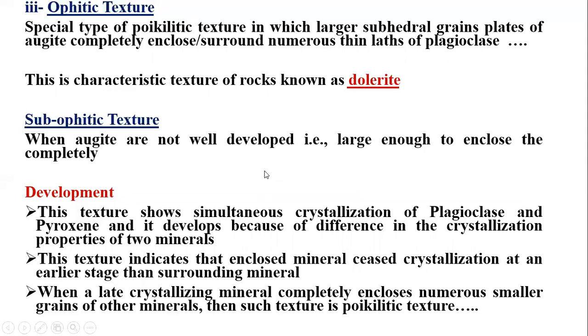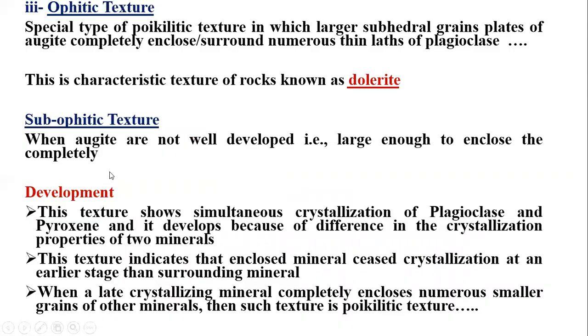The third texture is the ophitic texture. It is a special type of poikilitic texture in which large subhedral grains or plates of augite completely enclose or surround numerous thin laths of plagioclase.